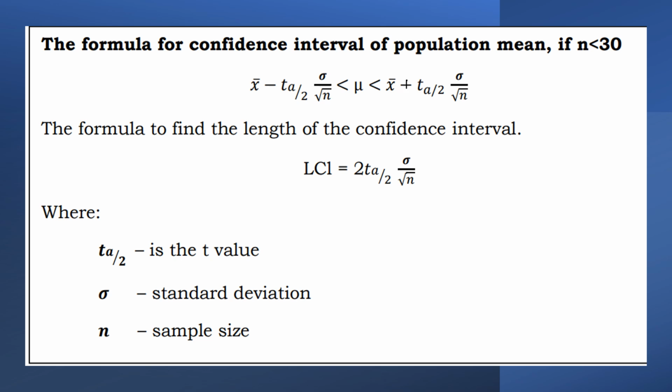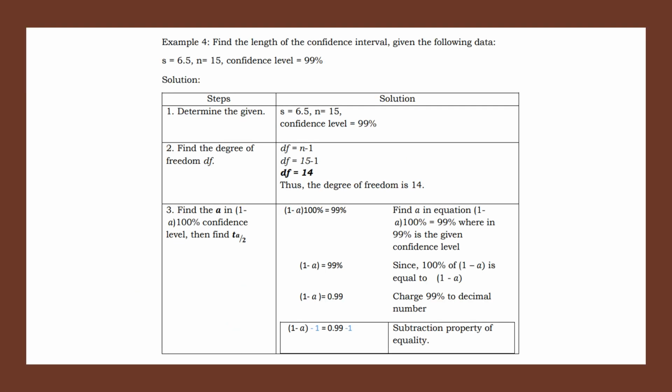Okay, it talks about the upper confidence limit. So the formula to find the length of the confidence interval is equal to 2t sub a over 2 times the standard deviation all over square root of n, wherein t sub a over 2 is the t value. Okay, let's have some example.